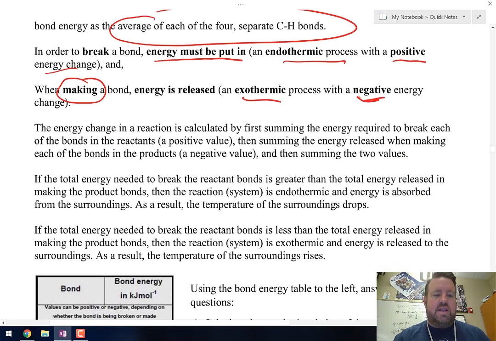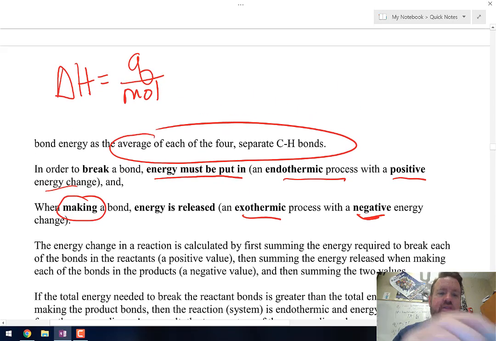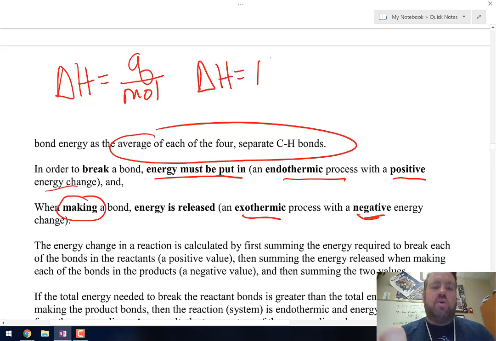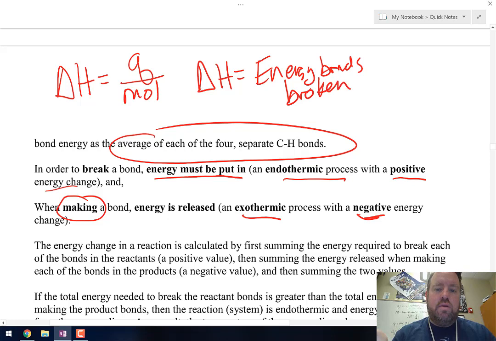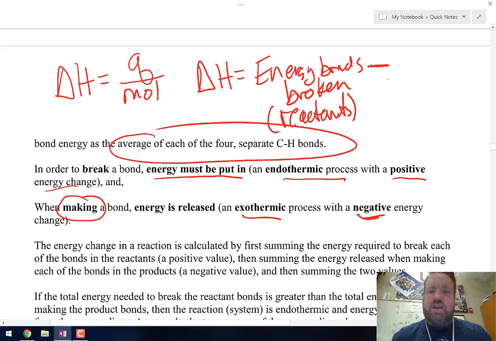Absolutely, yes, we can. So another way to calculate the enthalpy change is we can say that delta H is equal to the energy of the bonds broken. And what bonds are broken? The ones in the reactants. Then I'm going to put a minus in here, and I'm going to explain why in just a second. Minus the energy of the bonds that are formed, which again, where are bonds formed? In the products.